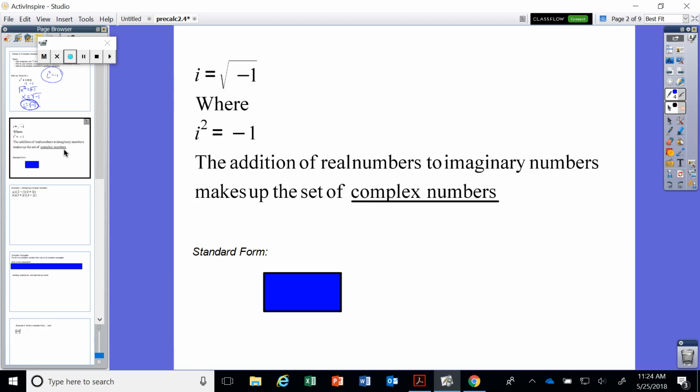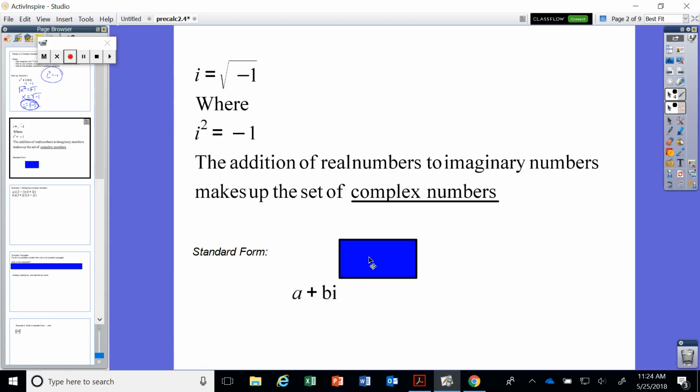The addition of real numbers to imaginary numbers, guys, makes up what we call the set of complex numbers. I'll say it one more time. The addition of real numbers to imaginary numbers makes up the set of complex numbers. So what does standard form look like? What do you guys think? Think about what the definition says. The addition of real numbers to imaginary numbers. Well, what's a real number look like? We can call it anything you want: a, b, c, d, q, r, s, right? What's an imaginary number look like? Well, anything being multiplied by i, the imaginary unit. So that's where we get our standard form: a plus bi.